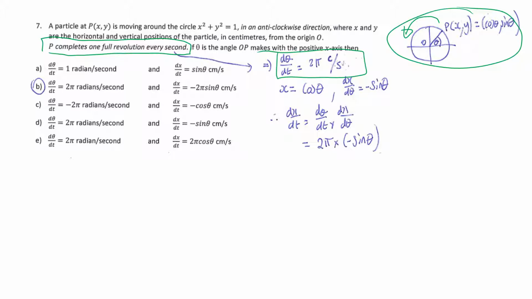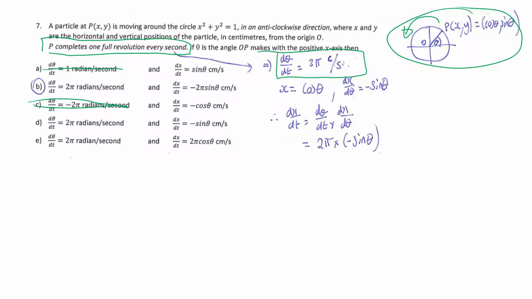Fantastic. Now, if theta is the angle OP makes with the positive x-axis, that's all good. Then what are we going to do? Okay, we need to calculate d theta dt. So d theta dt is there. So we're looking at anything that's not 2 pi has to go. So we've got 3 options there.